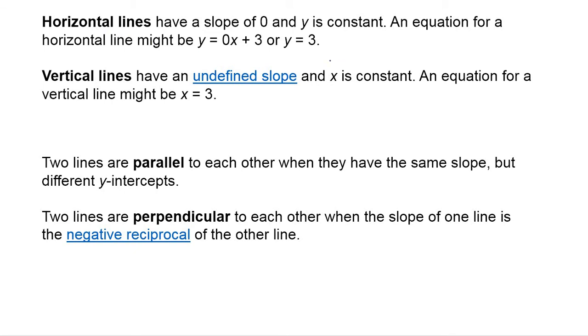Horizontal lines, right, nice and flat, have a slope of 0. Your y would be constant. So if you plugged it into our slope intercept, it would look like this: y equals 0x plus 3. Well, you don't need to write that 0x, you just write y equals 3. y equals 5, y equals 7, whatever the y value is, crosses through there.